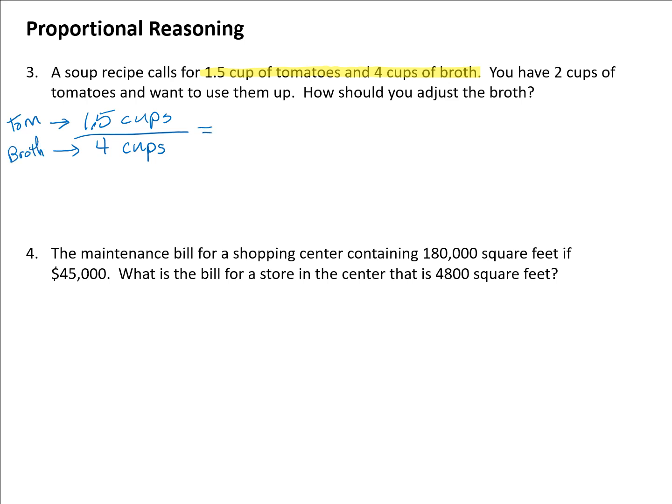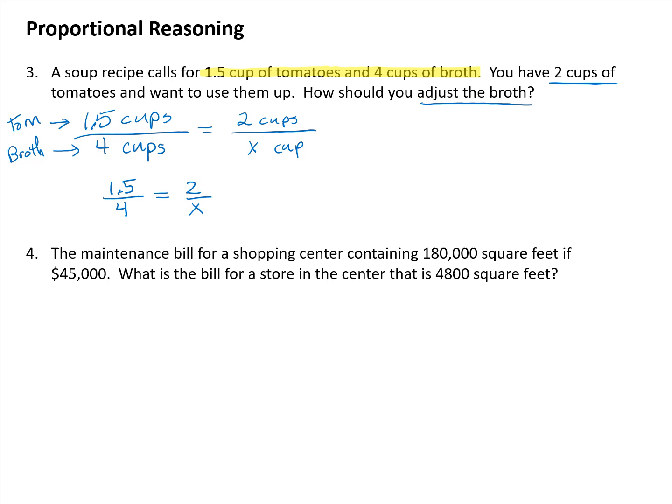And that's equal to, okay, when I change this recipe, I'm going to have 2 cups of tomatoes. So tomatoes are on the top, so I'm going to have 2 cups on the top. And I don't know how many cups of broth I need. That's what I need to figure out. I need to adjust the broth. So I really have this ratio, this proportional relationship of 1.5 over 4 equal to 2 over x.